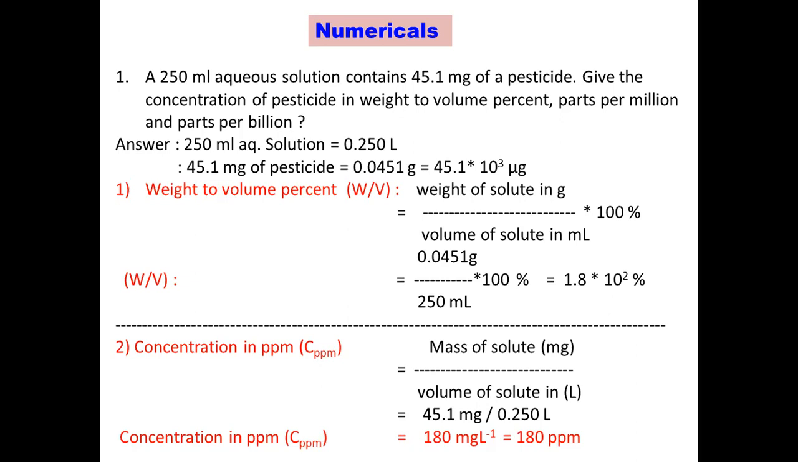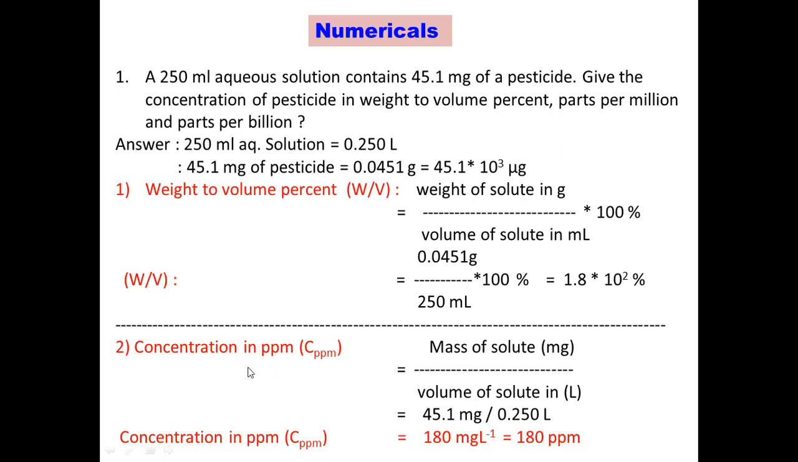First, weight to volume percent, that is W by V. We have the formula: weight of solute in gram divided by volume of solution in ml. Weight of solute is already given, that is the pesticide quantity. Then volume of solution in ml is also given, 250 ml of aqueous solution. That will be multiplied by the factor 100 percent, as it is a type of percent solution. So we add the quantities here: 0.0451 gram divided by 250 ml into 100 percent. The answer is 1.8 into 10 raised to minus 2 percent. That amount will be required to prepare this weight to volume percent solution.